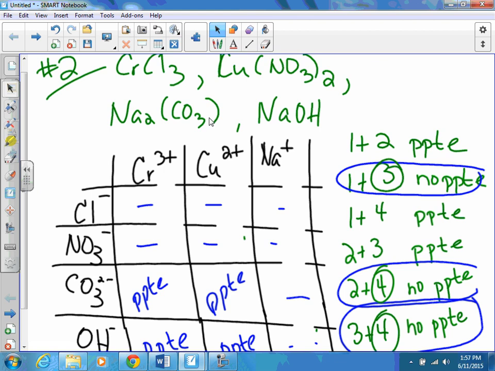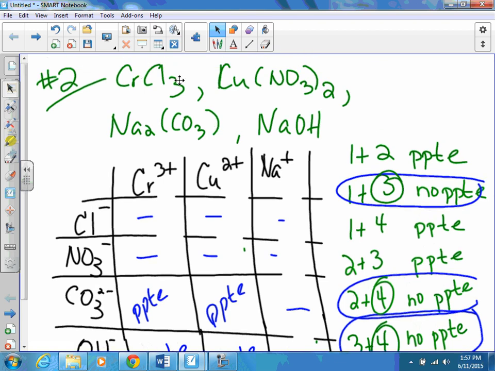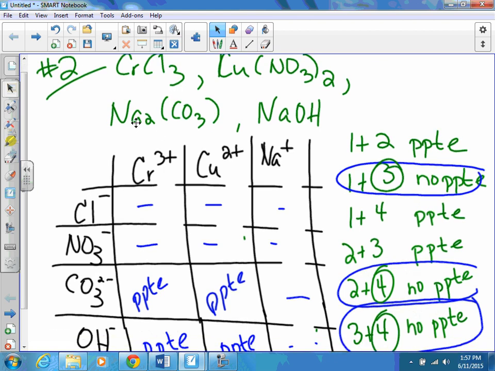Okay. CrCl3 mixed with Na2CO3 would form a precipitate. Okay? Because I double displaced them. So the Cr would bond with the CO3. You said that would form a precipitate. Okay? So these are the products. The Na would bond with the Cl to make NaCl, which would not form a precipitate, which makes sense, right? Because we know that already from life.